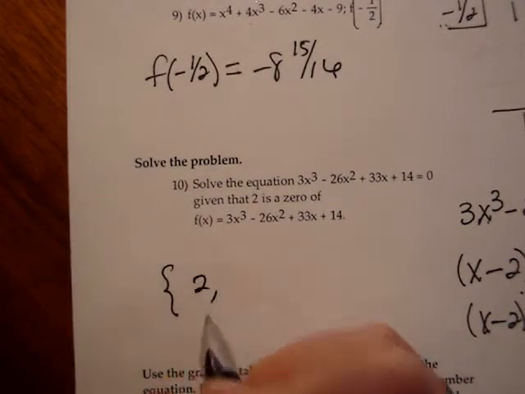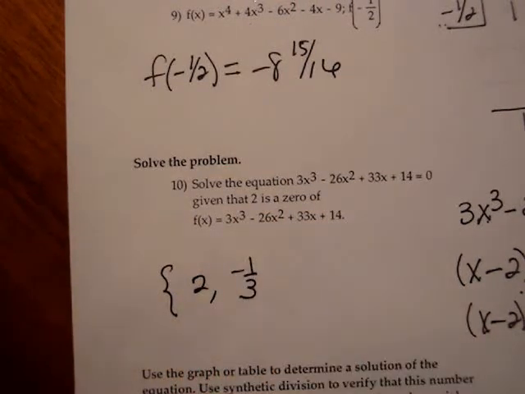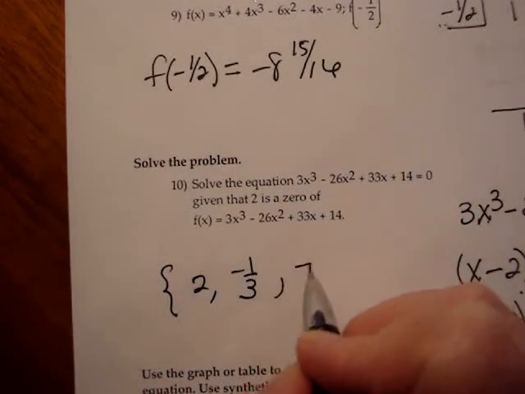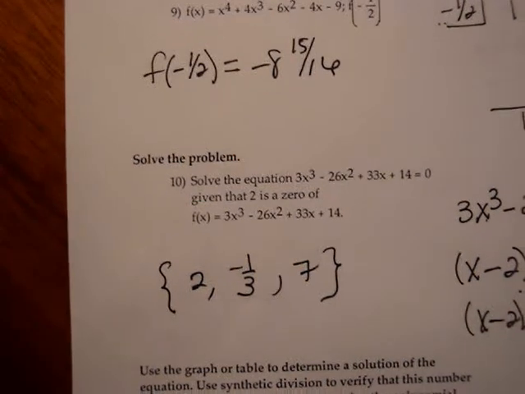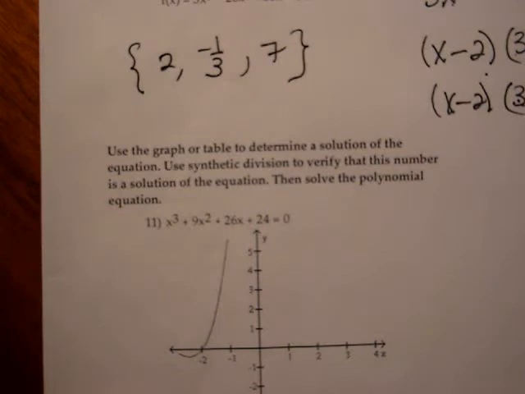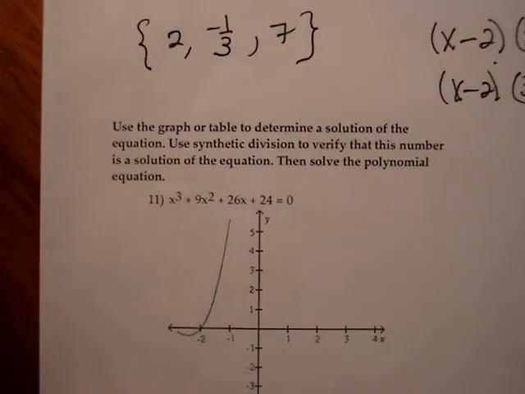They already told me that 2 was a 0, or a solution to the equation. Negative 1/3 will be a solution to that equation, and positive 7 would be a solution to that equation. Okay, number 11 is the same type of problem, only this time the way they're giving us the hint is they're showing us the graph, or part of the graph of this polynomial.